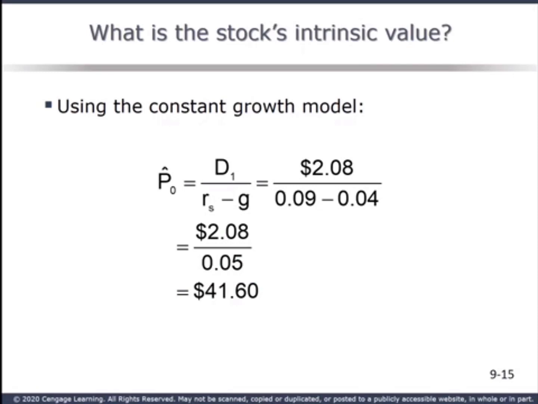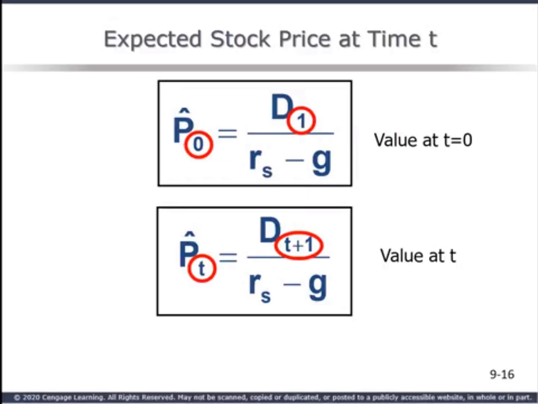to be $41.60. Let's step back and look at our constant growth formula on the top. We are usually solving for the price today, P0. But given D0 and a constant G, we can find the price at any time in the future. P sub T is equal to D sub T plus 1, divided by R minus G.